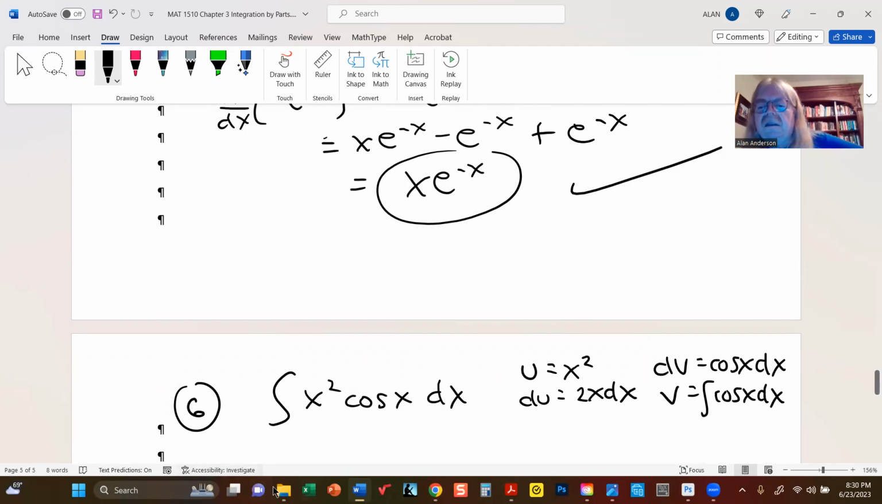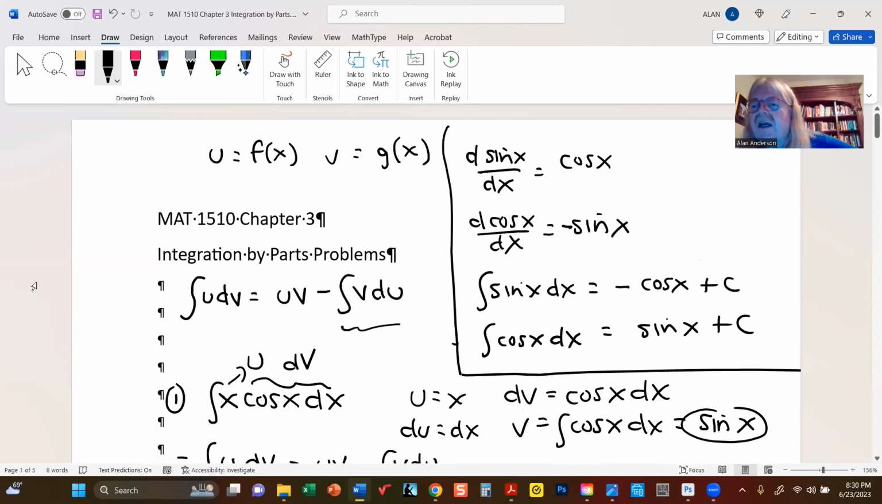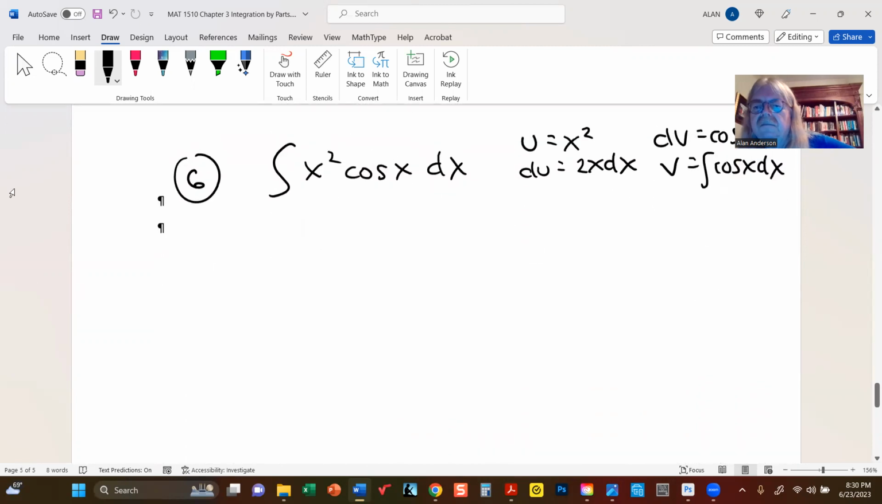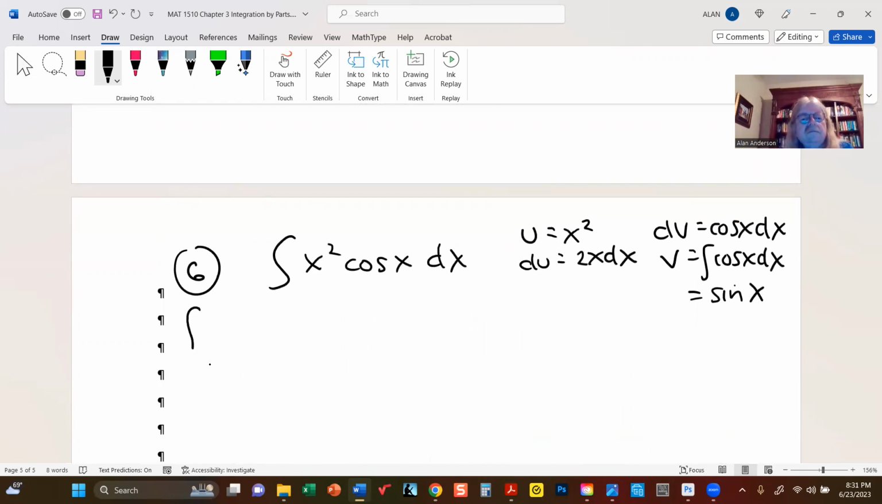And from way back at the beginning, the integral of cosine x, just x, not a function of x, as you recall, is sine of x. Okay, well, actually, it's starting to look not so painful. Now let's try our formula for integration by parts. So we'll have x squared times sine x minus the integral of sine x.